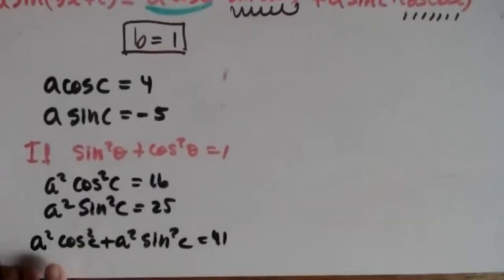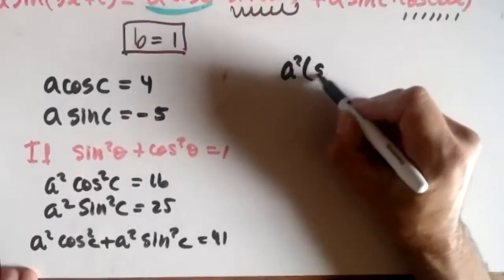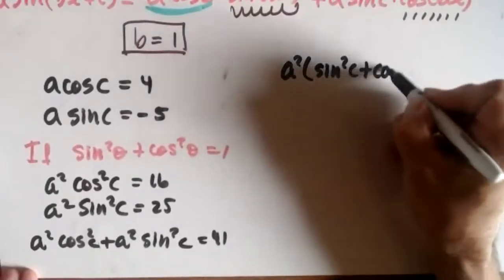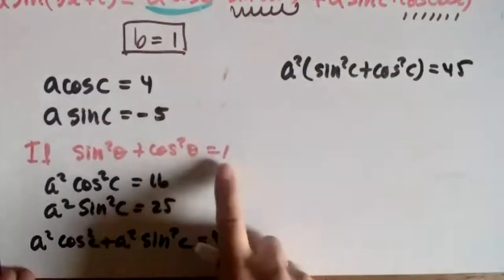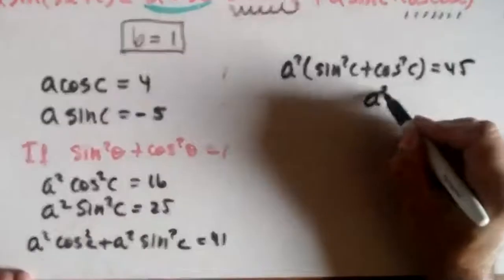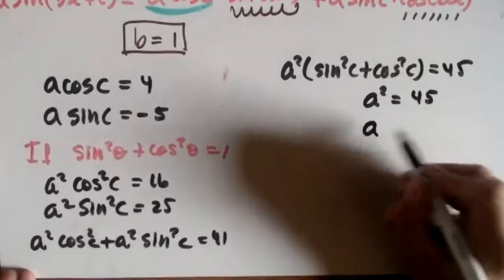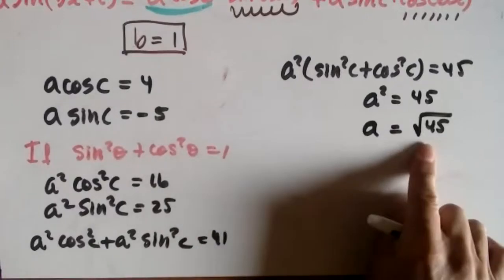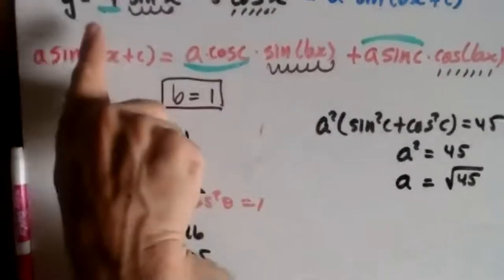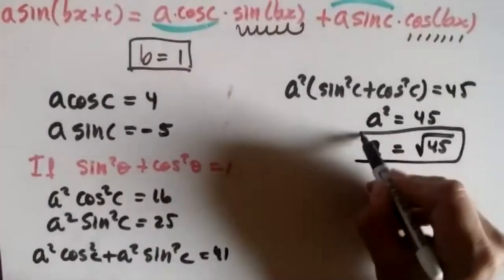Then I'm going to continue. I'm going to factor the a, so a square times sine square c plus cosine square c equals 41. This is 1 because of this identity, so it's going to be a squared equals 41. So a equals the square root of 41. Let me just continue taking the positive because the first one here is positive, right? And this positive, possibly the c is going to be the negative. So a is the square root of 41.